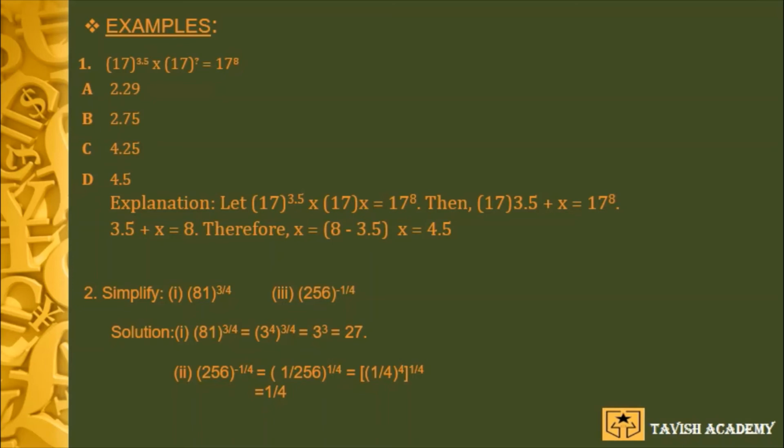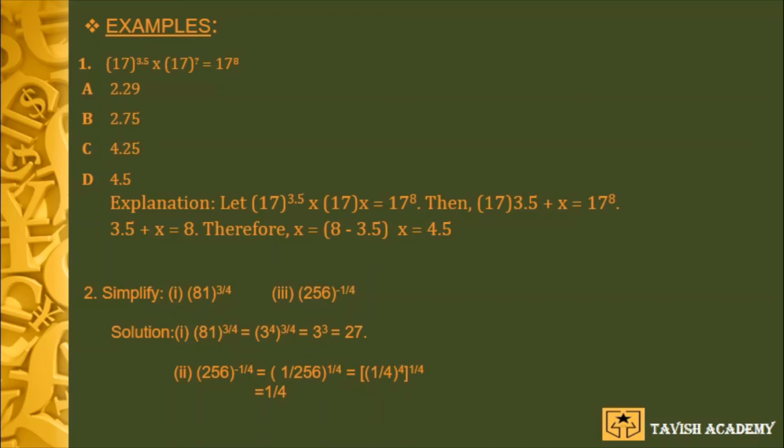Second, simplify. 81 raised to the power of 3 upon 4. Now, here we will write 81 as 3 raised to the power of 4, because if we multiply 3 four times, our answer will be 81. So (3 raised to the power of 4) raised to the power of 3 upon 4. Now 4 will get cancelled, and our next step will be 3 raised to the power of 3, which is equal to 27.